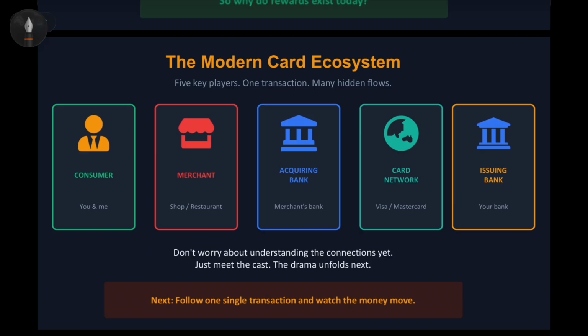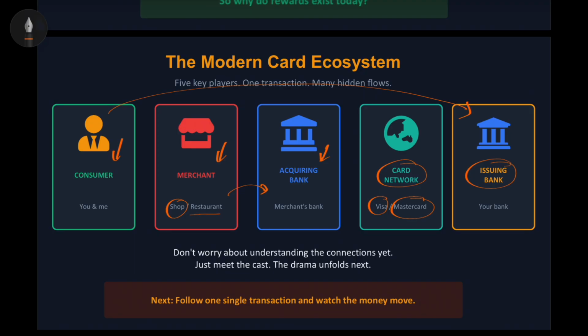But why do rewards exist today? For that, let's first understand the ecosystem of the entire modern card, right? First, we have the customers, which are basically you and me, right? Then we have the merchants, which could be shops or restaurants, right? Then comes the acquiring bank. Now, what is an acquiring bank? It is basically the merchant's bank, right? Then we have the card network. I'm sure you have read Visa or MasterCard on your card, right? These are basically card network companies, right? And then at last comes the issuing bank, which is basically your bank, right?